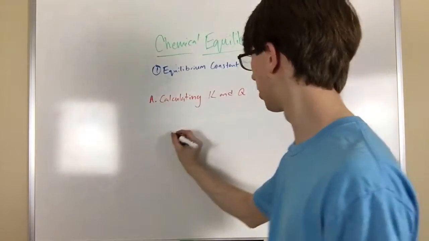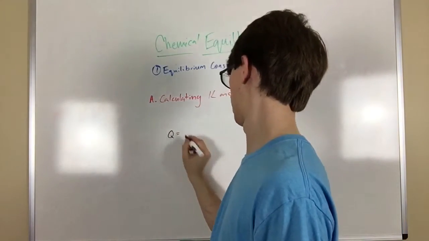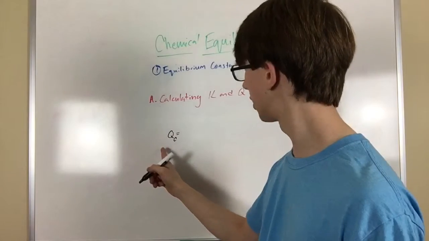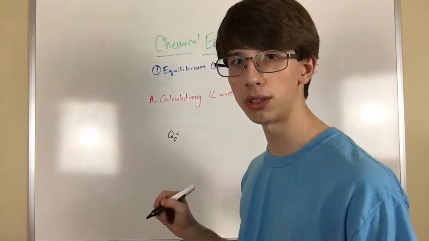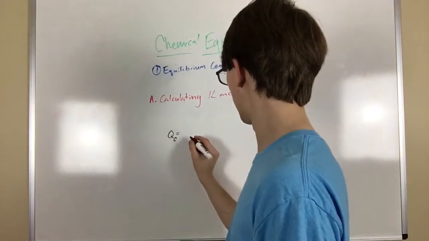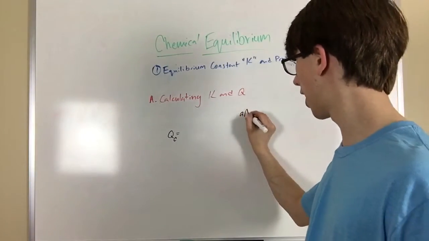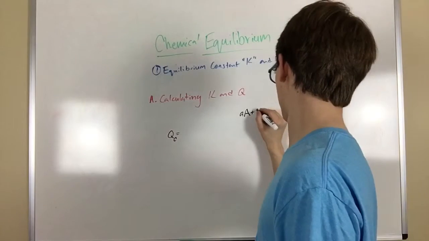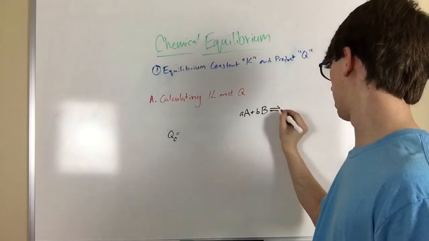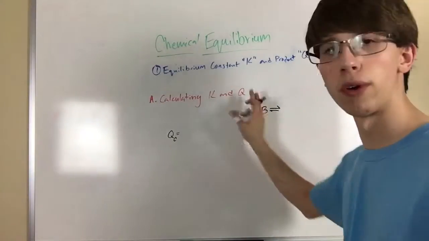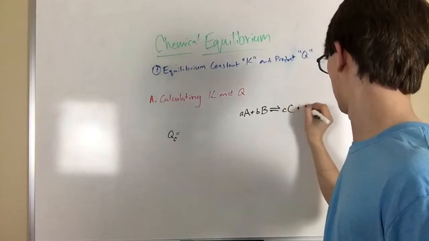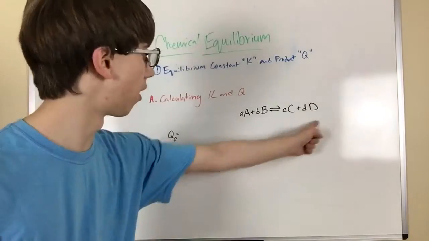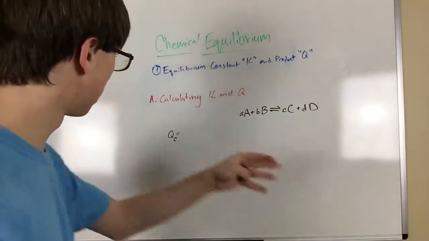So how do we calculate it? Well, the formula is quite simple. Q, and then we'll say C, meaning in concentration. So the equilibrium product in terms of concentration of the reactants and products is equal to, say we have the reaction aA plus bB, with the equilibrium sign, meaning forward and reverse reaction, cC plus dD. So this is what we have for our reaction, and so now we will apply this.